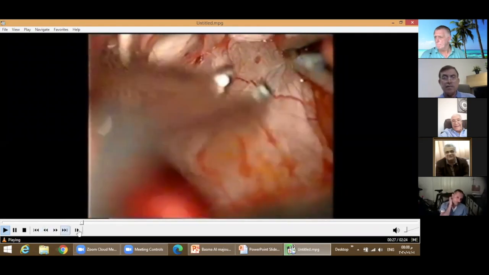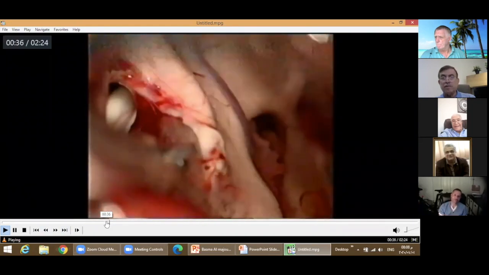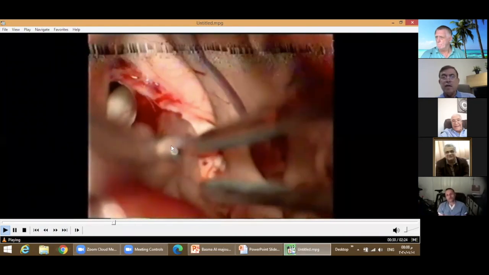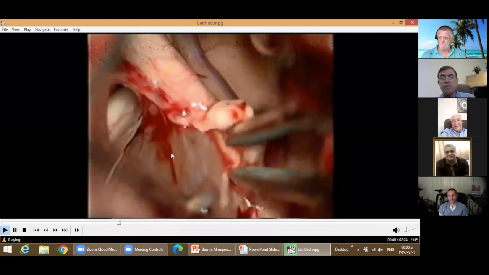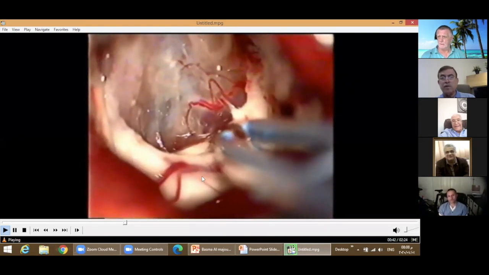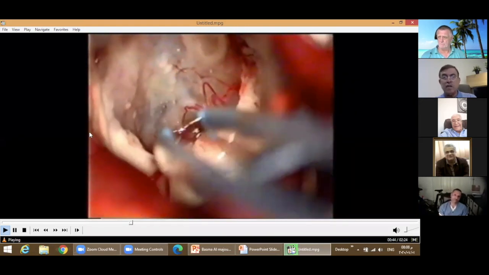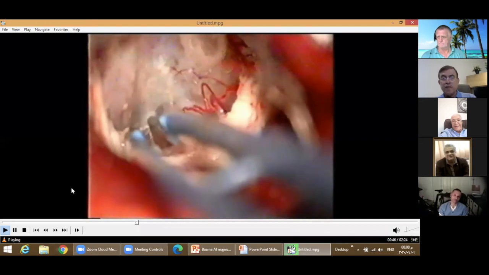Same principle, like you're doing a meningioma or acoustic neuroma. Here, because we opened both leaflets, you can actually work in this side of the ventricle, on the right side, and on the left side.